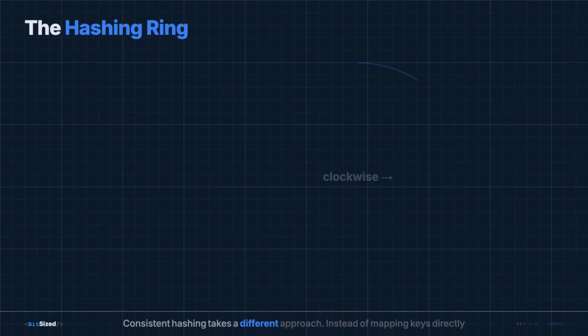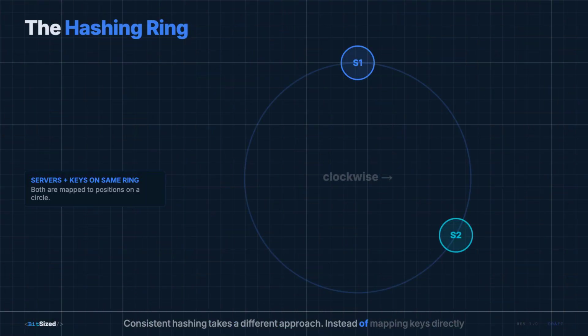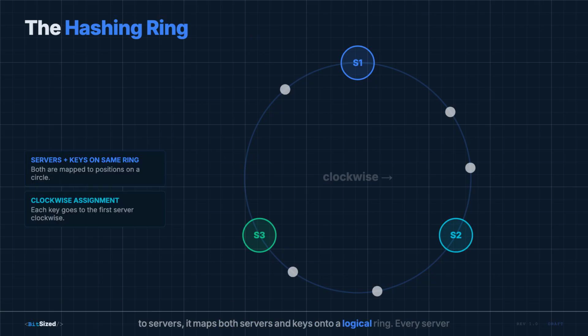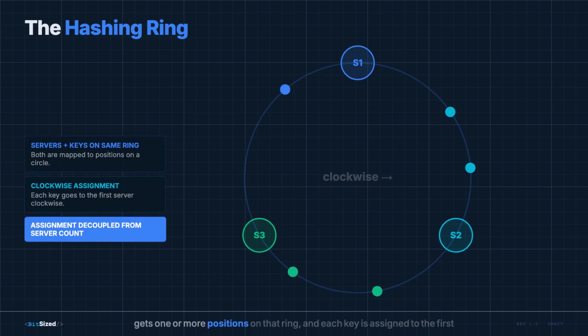Consistent hashing takes a different approach. Instead of mapping keys directly to servers, it maps both servers and keys onto a logical ring. Every server gets 1 or more positions on that ring, and each key is assigned to the first server encountered while moving clockwise.